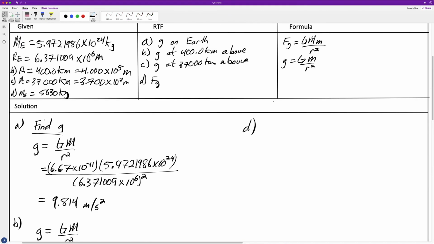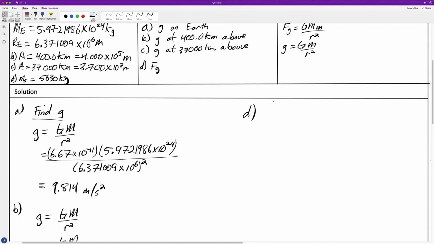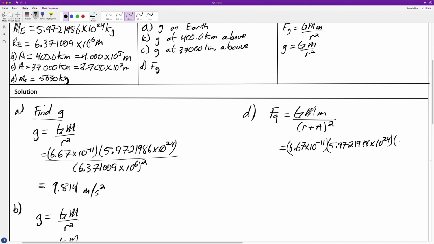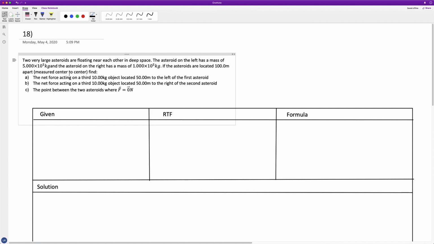Finally, part D, looking for the force of gravity on our satellite up at that altitude. So Fg is equal to big G, big M, little m over R plus our altitude, squared. So our gravitational constant times the mass of the Earth times the mass of the satellite divided by the radius of the Earth plus the altitude of our satellite, all squared. Again, do not forget the brackets. So we get a force of gravity of 1,192 newtons.